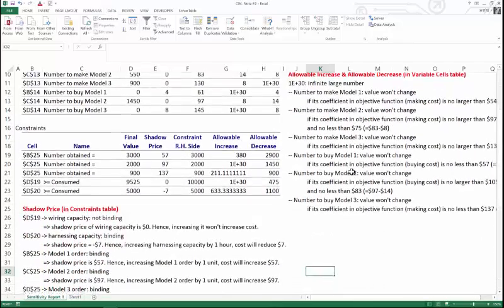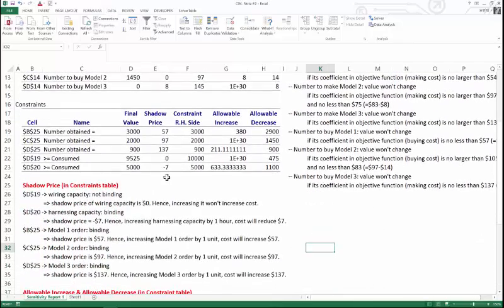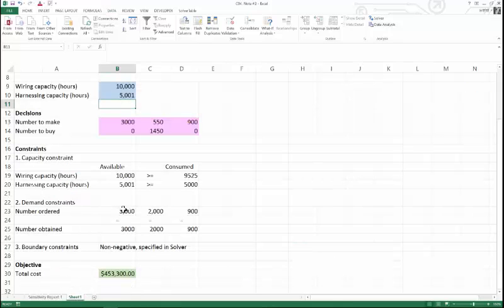Okay, so remember this 1e plus 30 just means an infinitely large number. Okay, now for the constraint table, let's look at the shadow price. This time you see not only positive shadow prices, you also see zero shadow price and negative shadow price. Zero shadow price only happens when the constraint is not binding. So this consume D19. If we check our model setting, D19 actually is for wiring capacity.